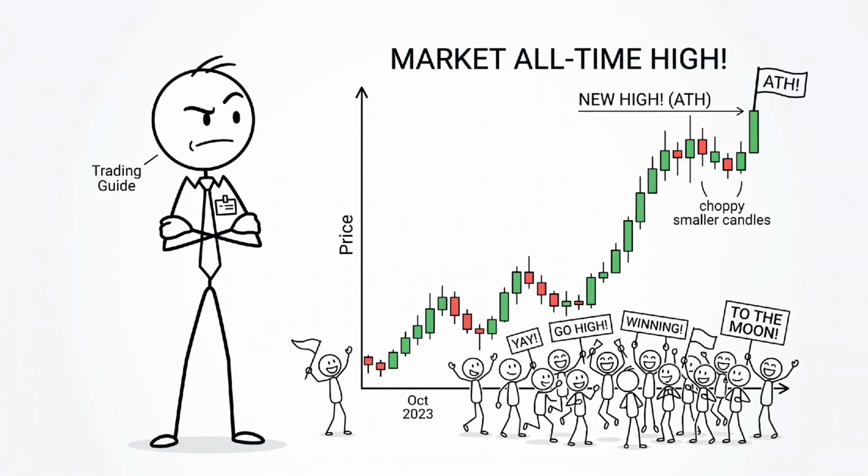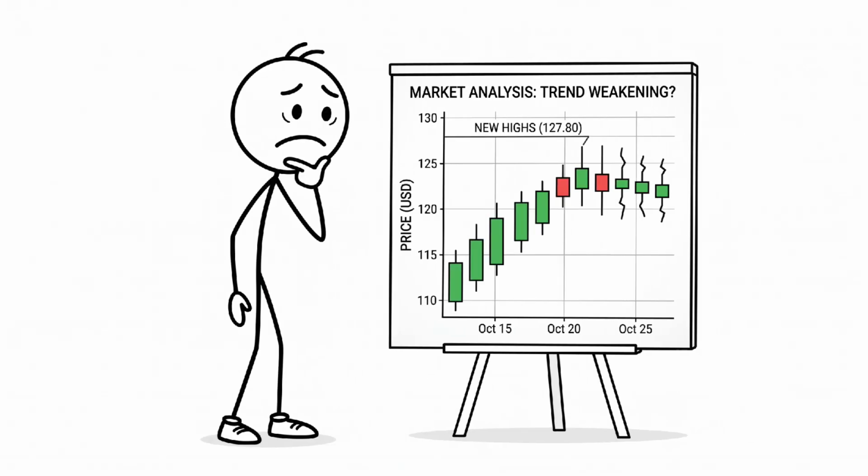Phase 3, distribution. News is euphoric. Every headline screams buy. Your Uber driver is talking about the trade. Everyone's in. That's exactly when smart money sells, because retail FOMO is supplying all the buyers they need. Price may still push to new highs, but the gains get smaller. Volume is high, but the move gets choppy. Something feels off, even though the news says everything's fine.